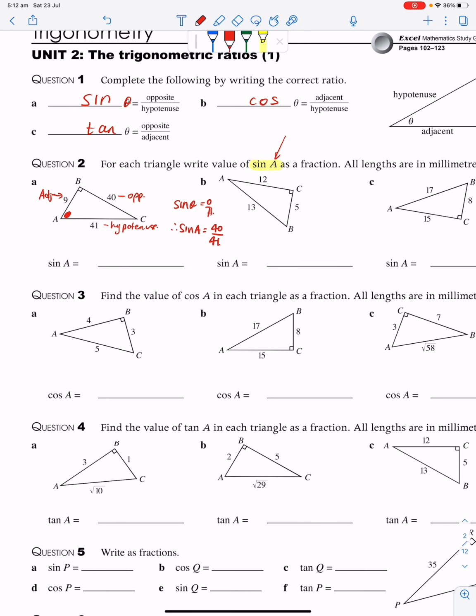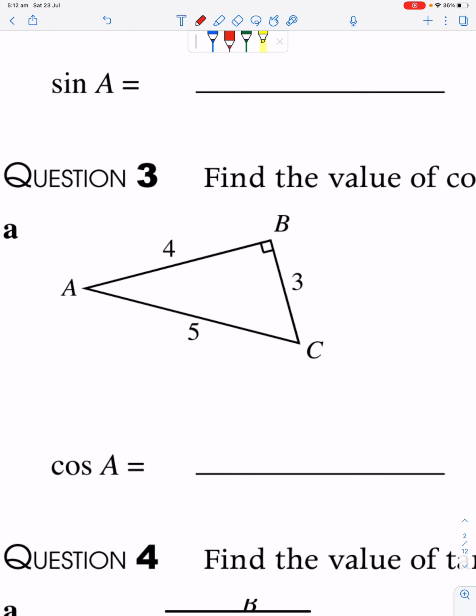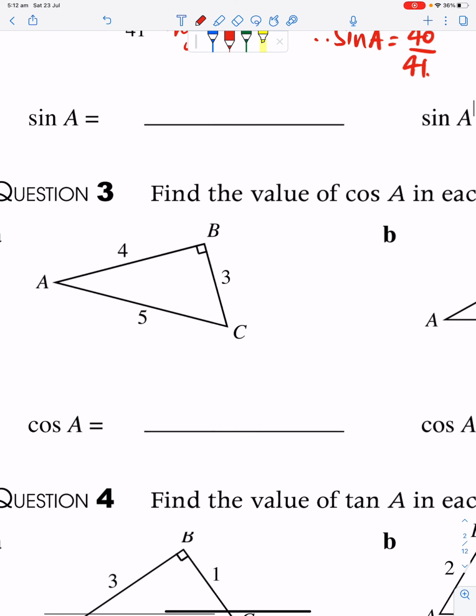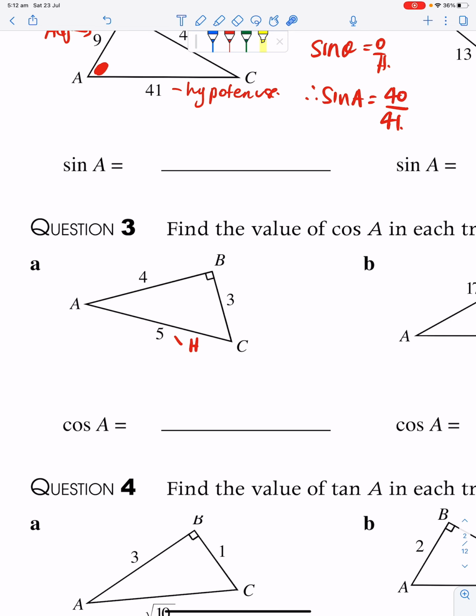Let's have a look at question 3a now. Again, we're given a triangle like this. We can call this the hypotenuse because it's facing the right angle. To know whether these are adjacent or hypotenuse depends on the angle. Now, if you look at the question, they said cos A. So they're talking about angle A, and angle A is over here. So there's the angle that we're talking about.